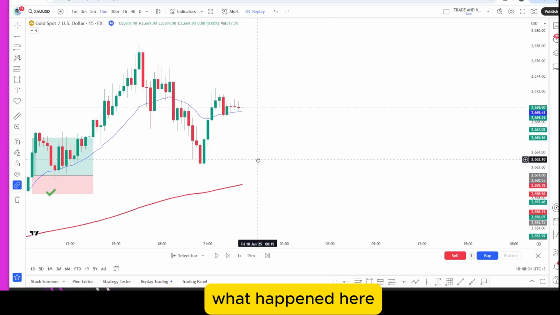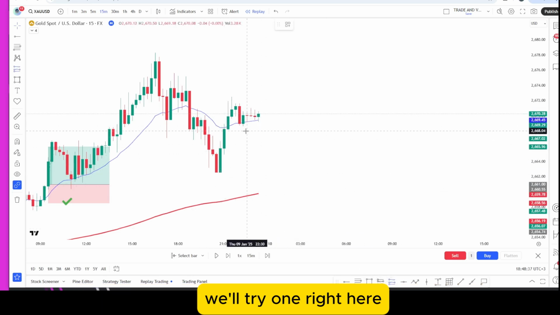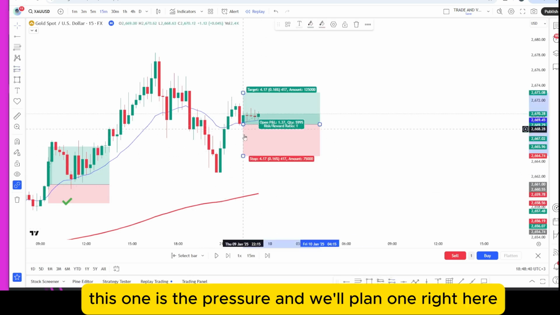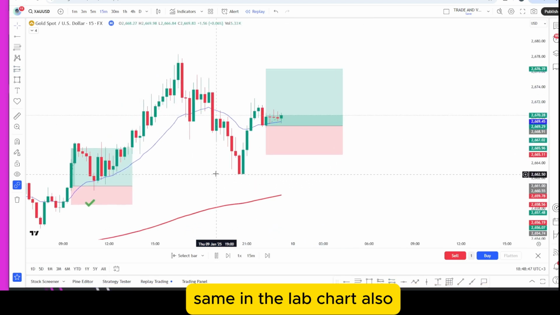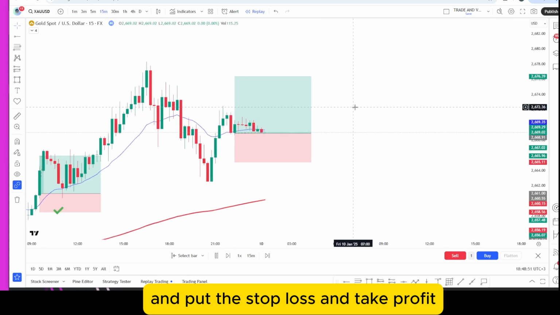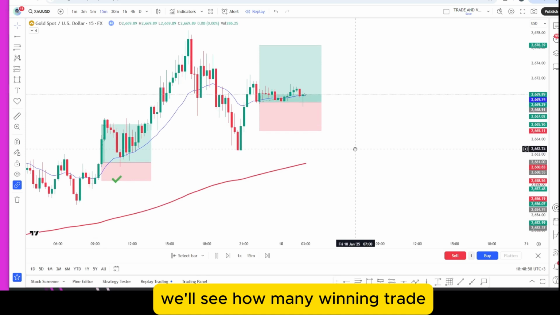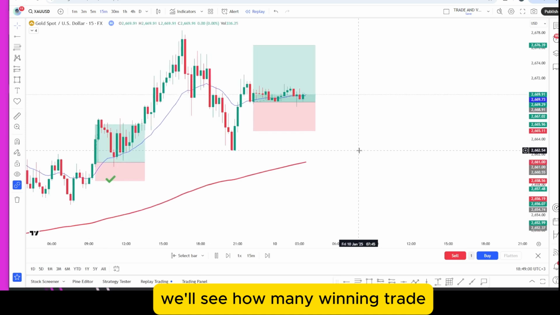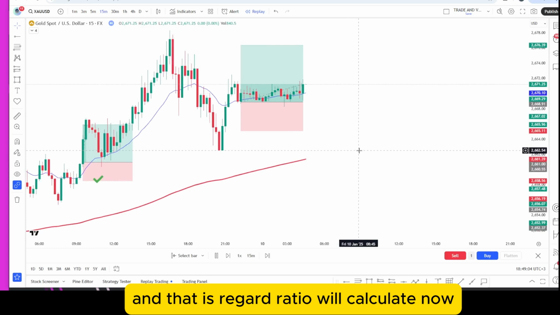What happened here? It came back here and started retracing. It didn't come here. We'll try one trade here. Here, this one is the closure, and we'll plan one trade here. Same in the live chart also. You can just plan the trade and put the stop loss and take profit. That's it. This is the 10th trade, we will see how many winning trades, and the risk reward ratio we will calculate now.